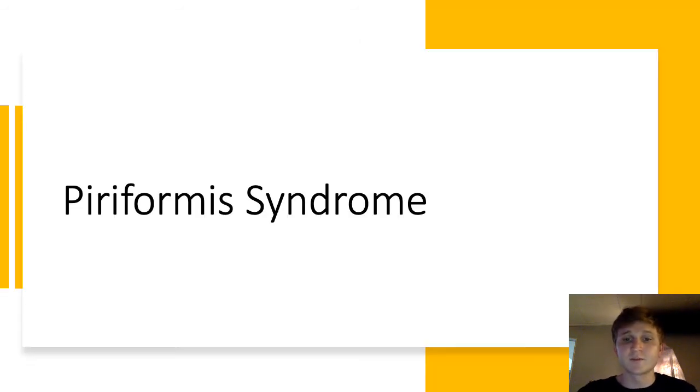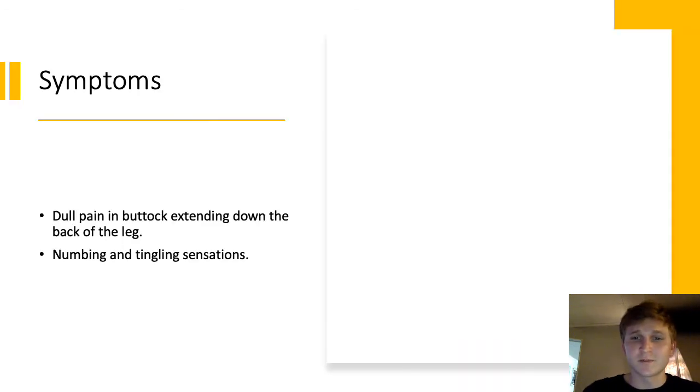The third possible diagnosis is piriformis syndrome. Some of the symptoms with this syndrome are going to be a dull pain in the buttock extending down to the back of the leg and sometimes to the foot, and also numbing and tingling sensations. So the pain would be described as sciatica, just as with the herniated lumbar disc.